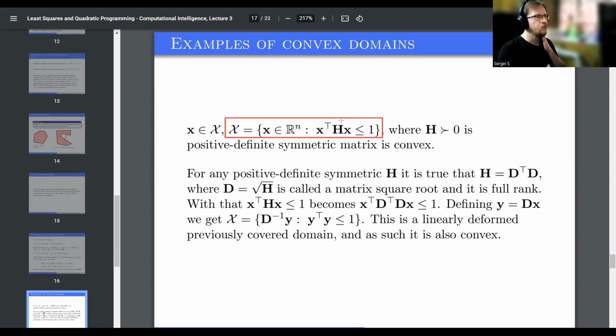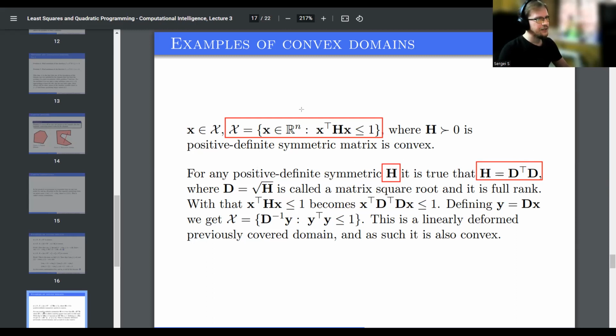Okay. How do we prove that it is a convex domain? We're not going to do it too much. Let's just do a little bit of the proof. For any positive definite symmetric matrix, you have this decomposition. You can always decompose it as D times D, where D is called the square root. I think we already discussed it once. So you have this decomposition.